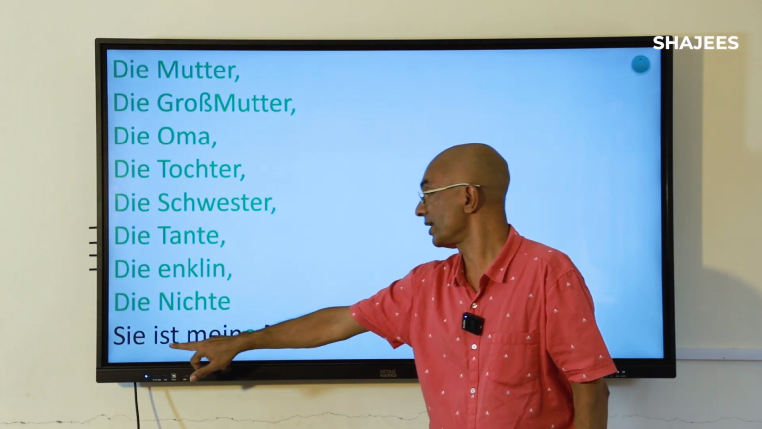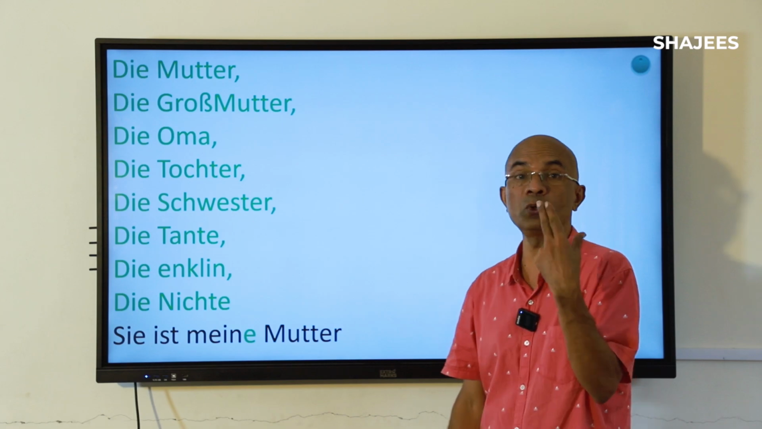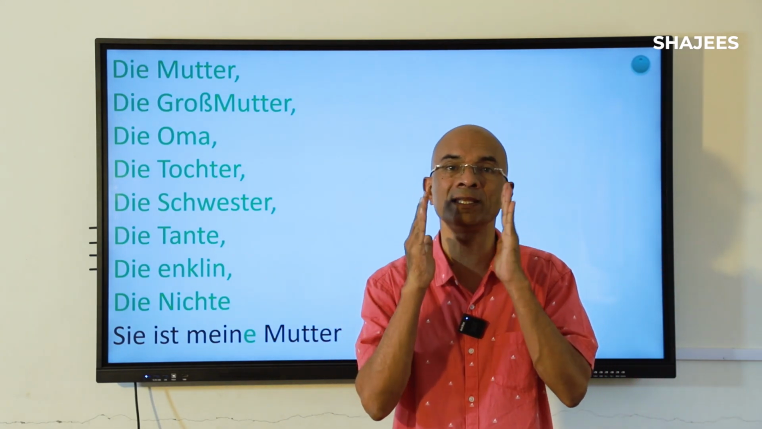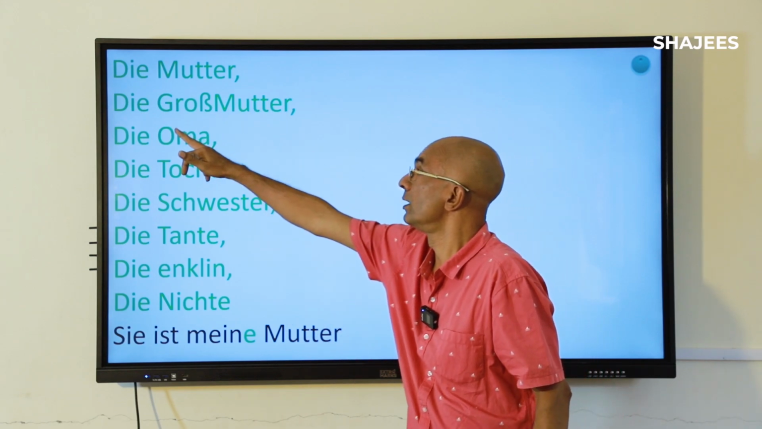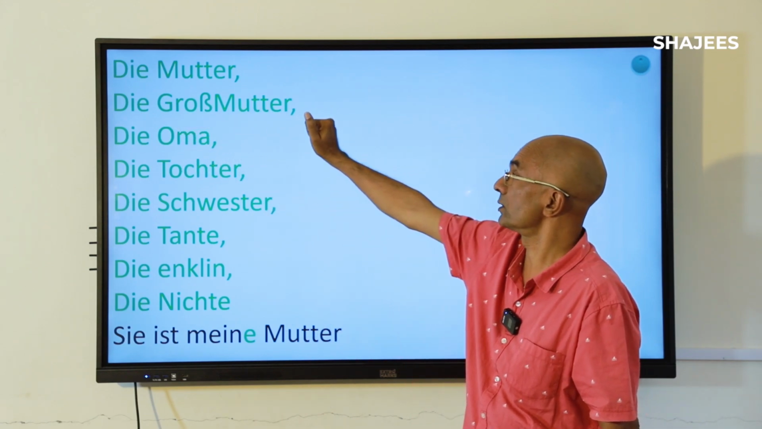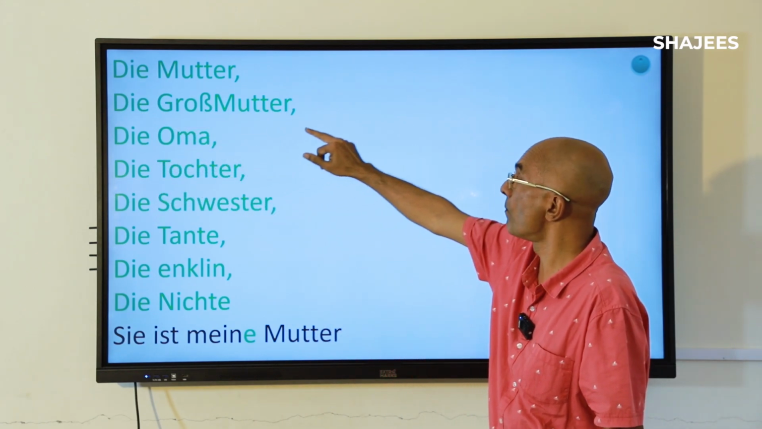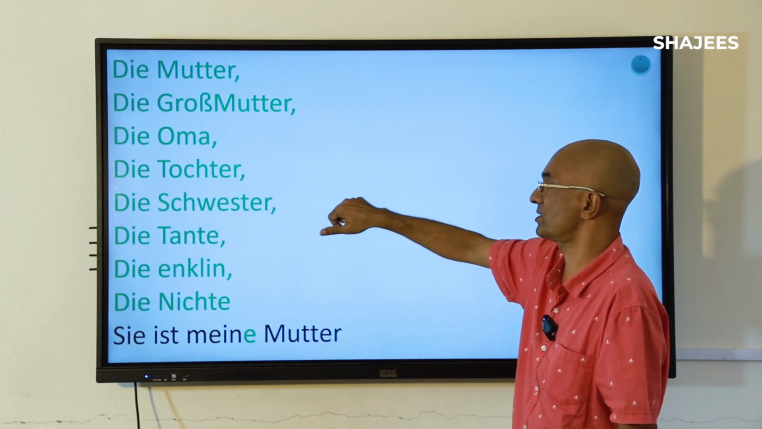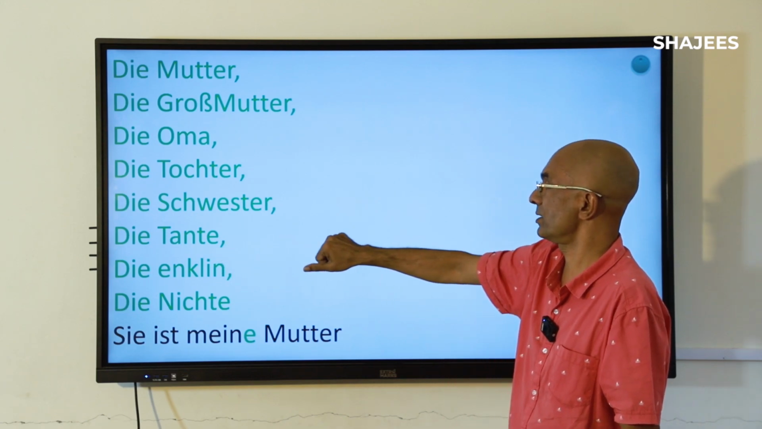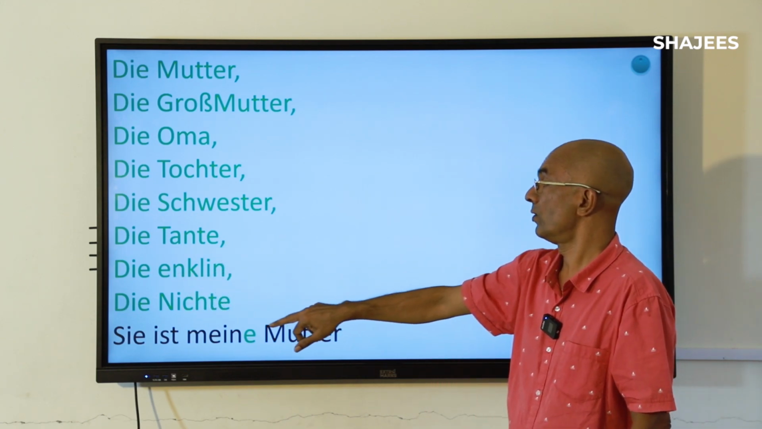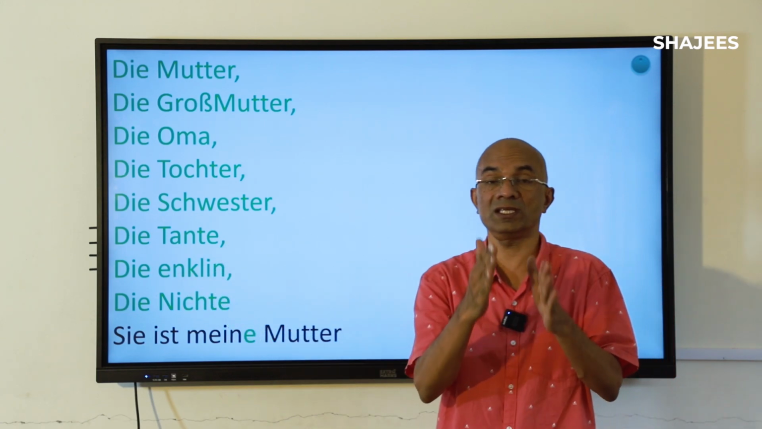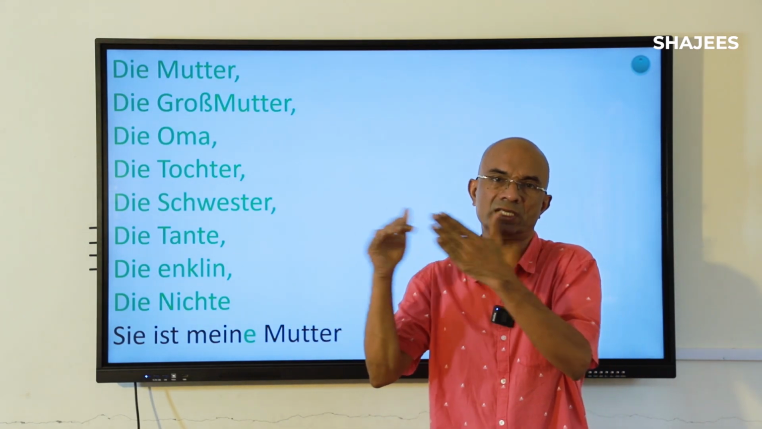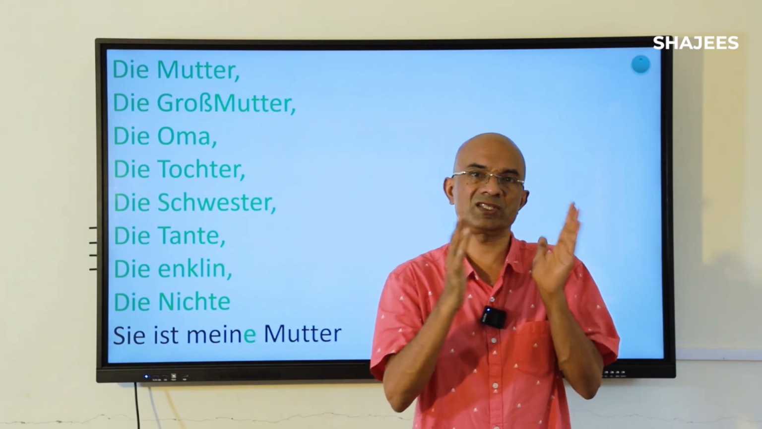Okay. Therefore, we can say, she is meine Mutter. She is my mother. Here is meine Mutter. Okay. Or sie ist meine Großmutter. Sie ist meine Oma. Sie ist meine Tochter. Sie ist meine Schwester. Sie ist meine Tante. Sie ist meine Enkelin. Okay, sie ist meine Nichte. So, just simple: she is, er ist, he is, es ist, that is.